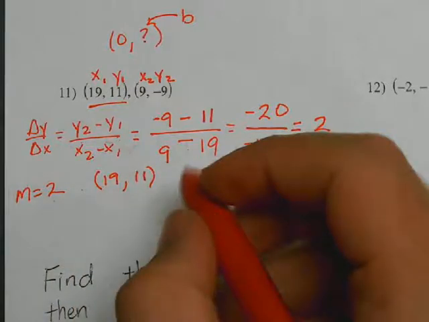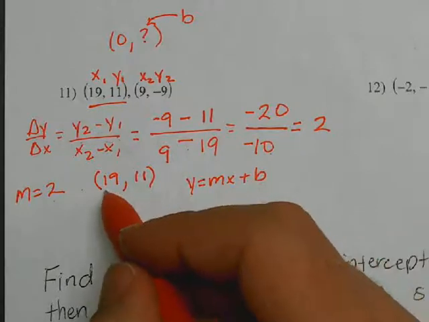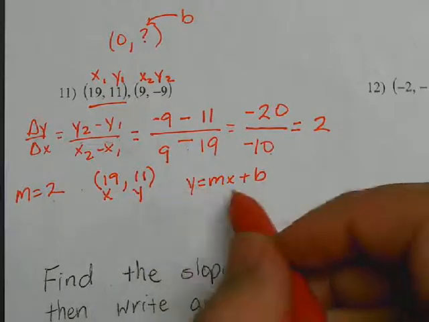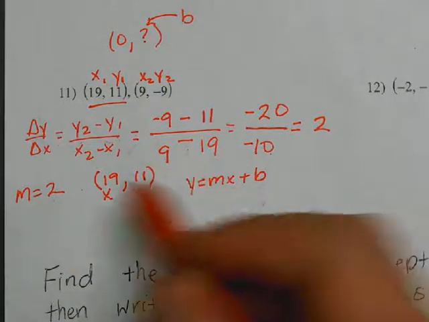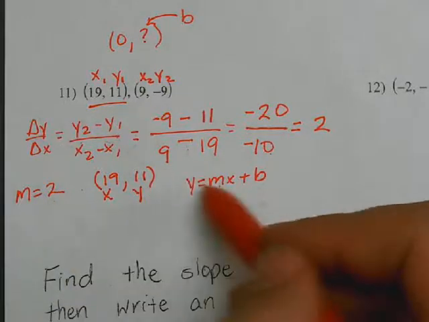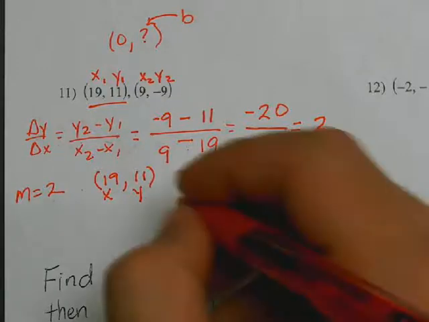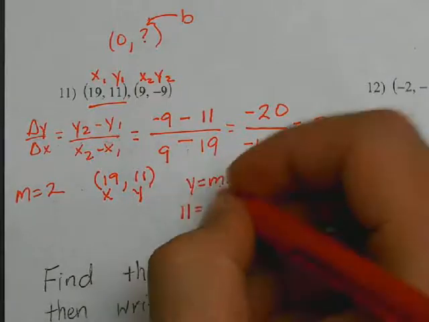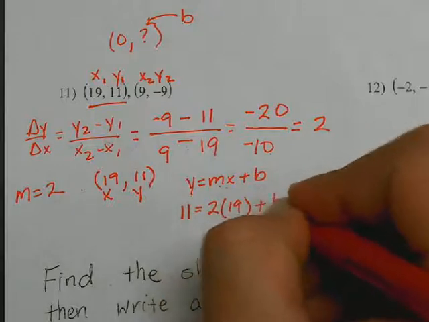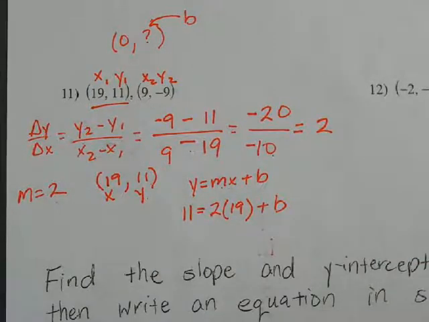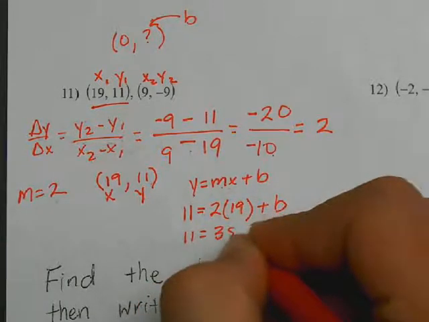So we say y equals mx plus b. So your first step, pick the point. You got x, you have y. Next step, write your equation, y equals mx plus b. After that, you're going to substitute everything in. Put the 2 in for m, put the 11 in for y, the 19 in for x. Okay? So from there we'll have 11 equals m is 2, x is 19, and then plus b. Now 19 times 2 is 38 plus b.